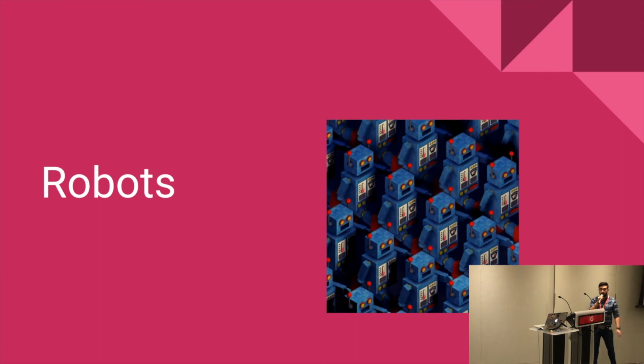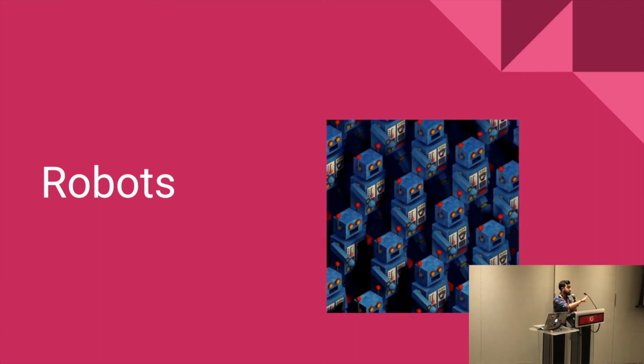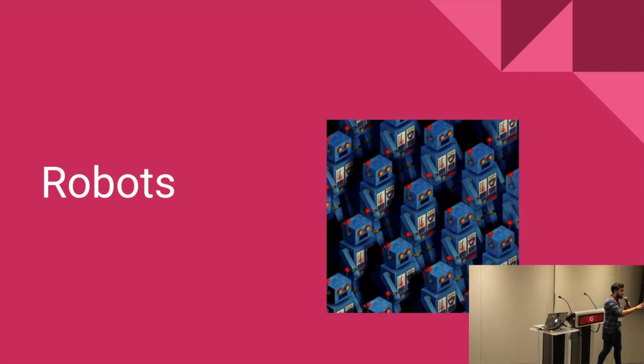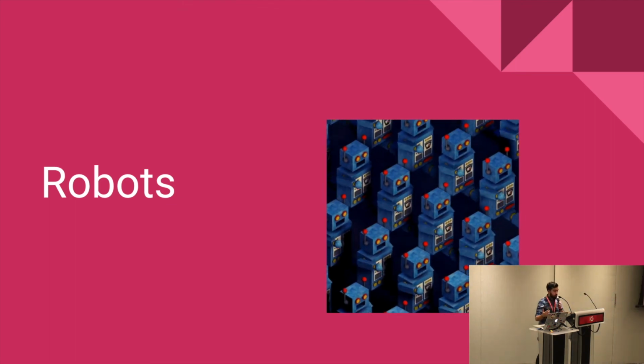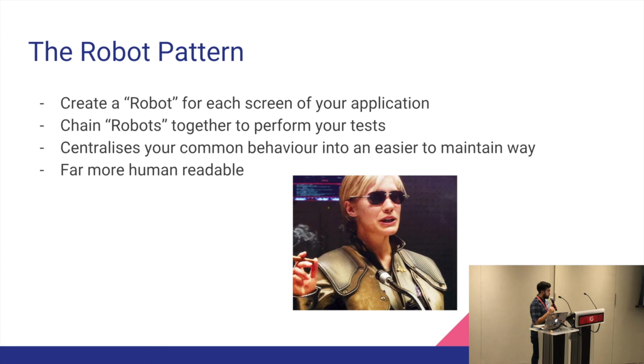The robots pattern is a way of trying to tighten up those last two points that I talked about: code reuse and things like onboarding. Because the problem with lots of UI tests is that they're quite verbose, and they can get long really, really quickly.